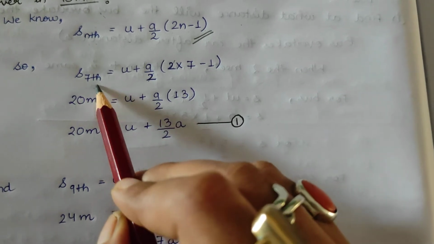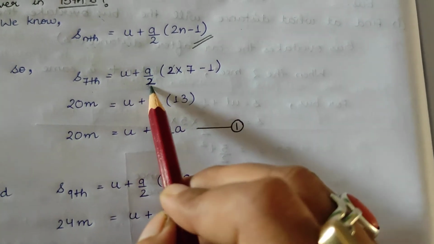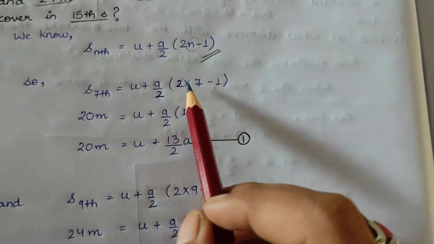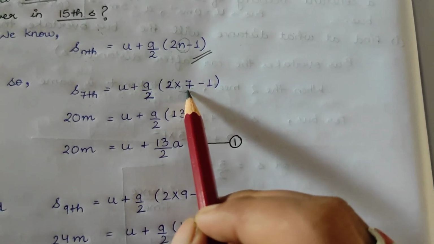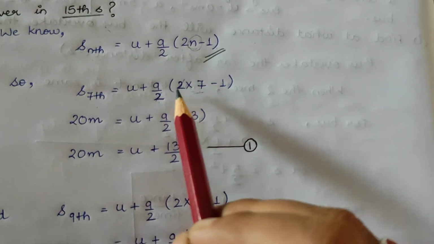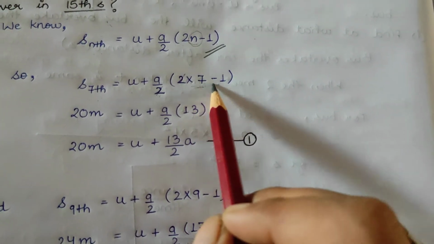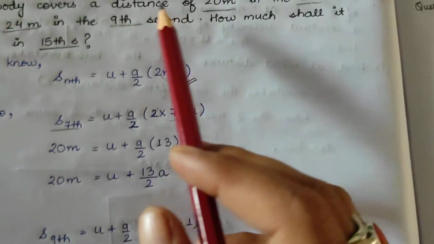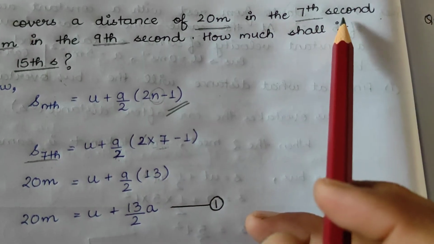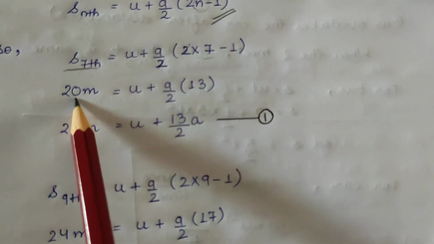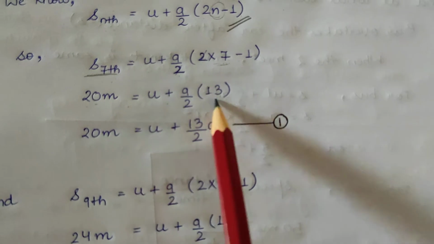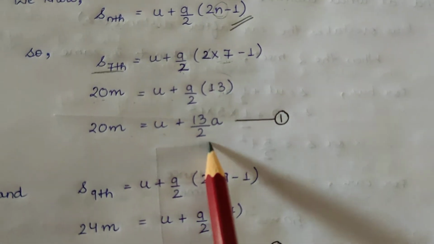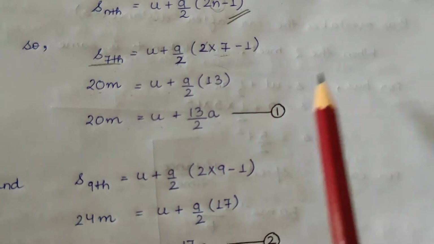So what will be s 7th? It will be u plus a by 2 (2n minus 1). In place of n, 7 will come, because we are talking about the 7th second. So 2 sevens are 14, 14 minus 1 gives us 13. As it is given that the body has covered 20 meter in the 7th second, s 7th will be 20 meter. On solving, we get 20 equals u plus 13 by 2 a. Let us mark this as equation 1.